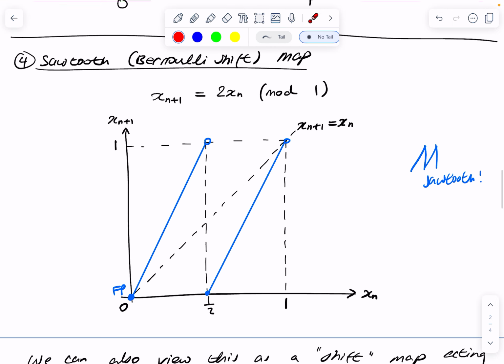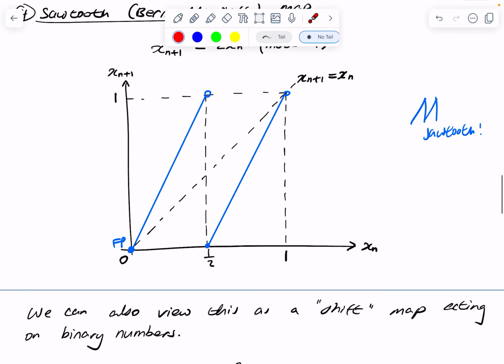Okay, so we'll look at the sawtooth map, also known as the Bernoulli shift map, next. We'll see why it's called Bernoulli shift. But the reason it's called sawtooth is because it has this shape that looks like a sawtooth. Quite self-explanatory. It's defined to be x_{n+1} = 2x_n mod 1. And so we have one fixed point. The reason I say one fixed point is because we're at mod 1, so x_n equals 1 here is the same fixed point as x_n equals 0. So yeah, exactly one fixed point.